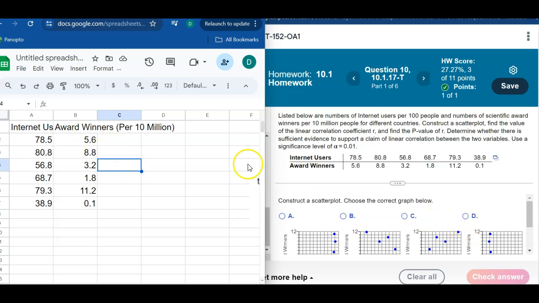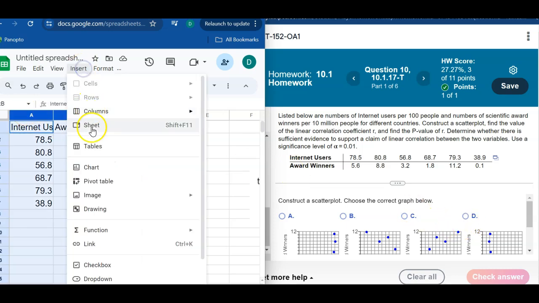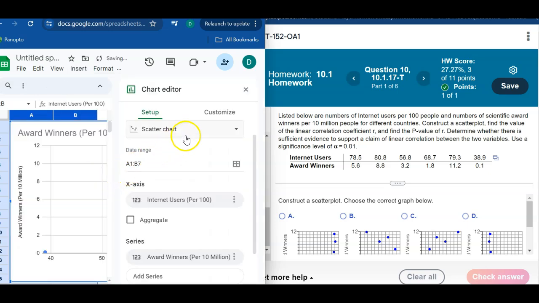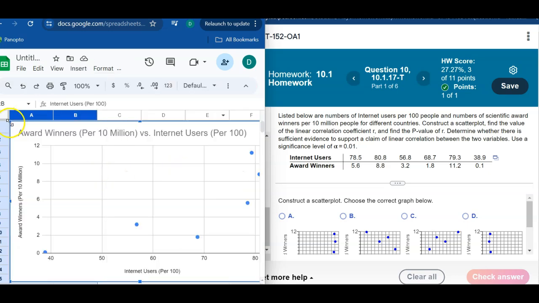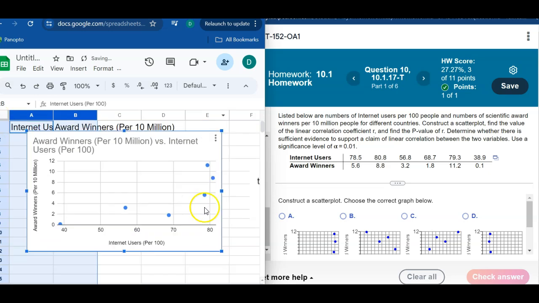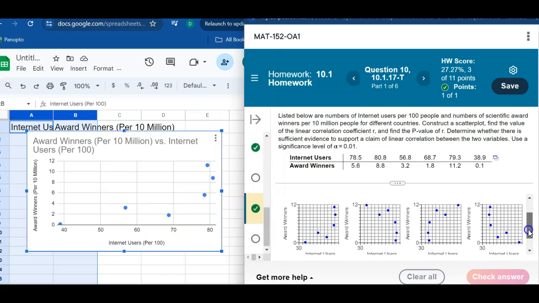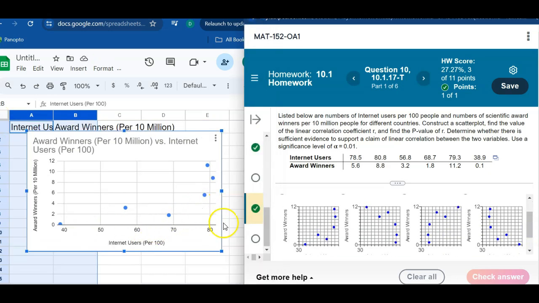Alright, so the first thing, it wants a scatter plot. So insert a chart, and then again your scatter chart. I'm going to drag this down so it'll fit in my screen, and I can see this thing is rising as I go left to right. So I can see that A is the choice here.